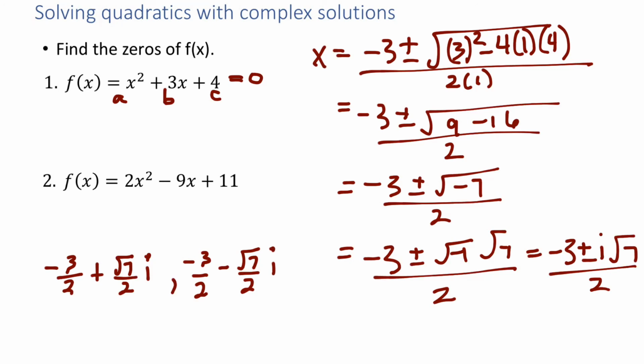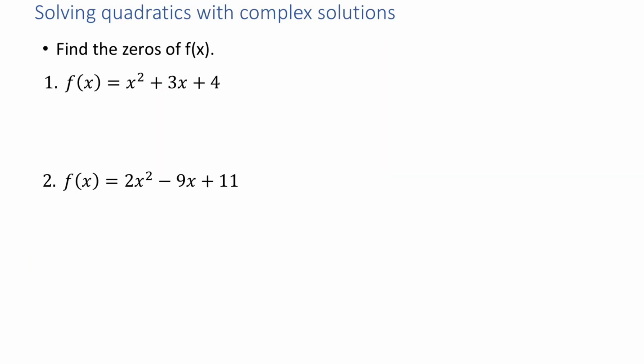Okay, so just showing you how the software that we're using lists your zeros, in a list with a comma in between, and with the 2 under the 3 giving you the real part, and the 2 under the root 7 giving you the coefficient of the imaginary part. So those are the zeros. Okay, let's go on to number 2.